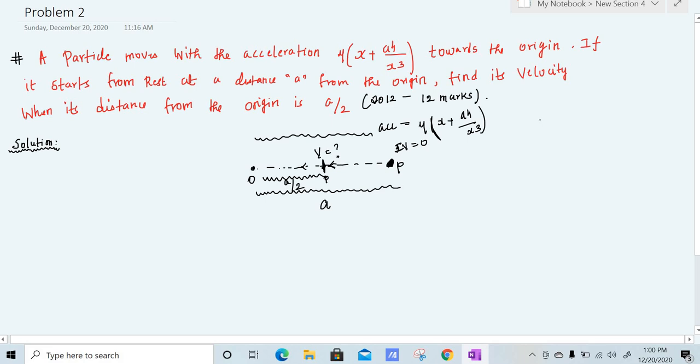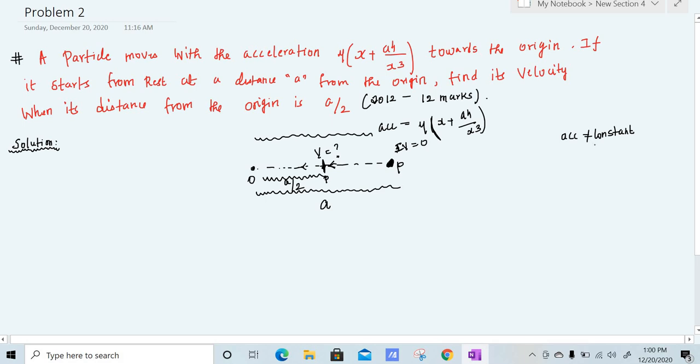Now here you can see that our acceleration is not constant. In the previous problem, the question had given that it moves with a constant acceleration.